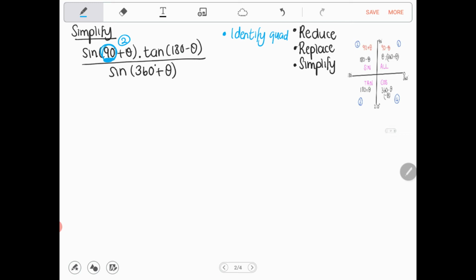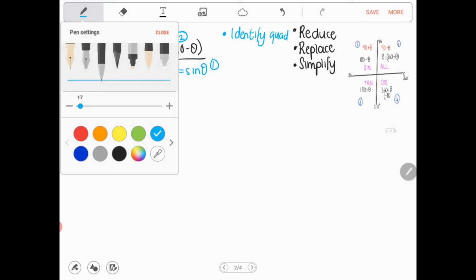Okay, tan of 180 minus theta, that's second quadrant. And sine of 360 plus theta. Well, I've got that on my cos diagram. It's in the first quadrant. Or you could say, well, I can't see it, so let's subtract 360. And then you can see it would be equal to the sine of theta, which is a first quadrant angle. All right, so I've identified.